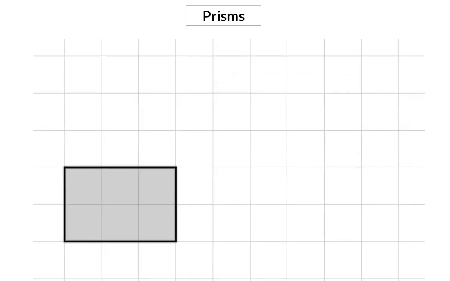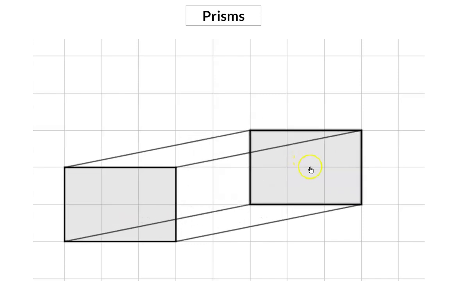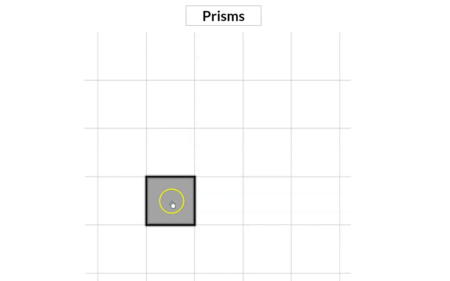A prism is a three-dimensional shape with two identical faces lying parallel to each other. For example, if we start with a rectangle and stretch it out in one direction, we will form a rectangular prism. And if we take a square and stretch it out the same distance as the side length, we form a square prism, which is called a cube. In this video, we're going to have a look at how to determine the total surface area of these two prisms.